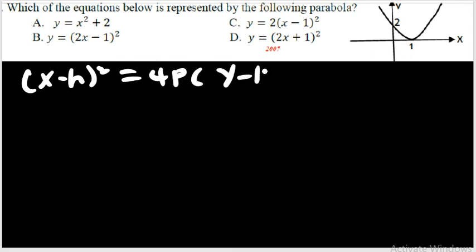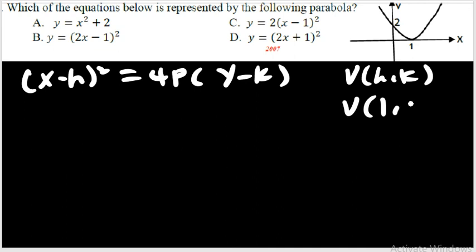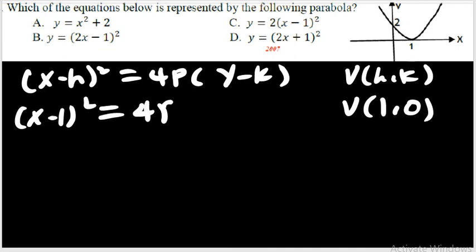What's the equation of a vertical parabola? It is (x − h)² = 4p(y − k). This is the equation for a vertical parabola. But what is the vertex? The vertex point is given to you. The vertex, that is (h, k), is (1, 0). That means I can insert 1 here. So it's going to be (x − 1)² = 4py only, because the k value is 0 already.